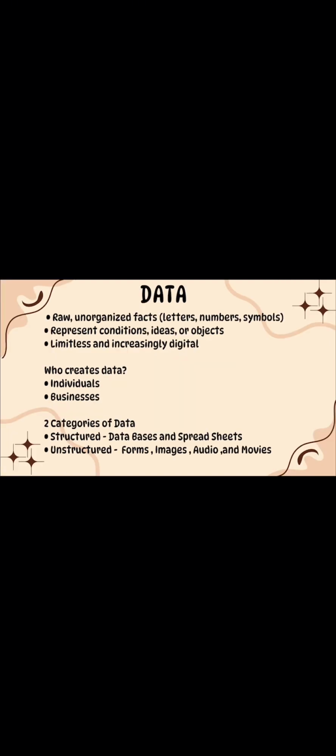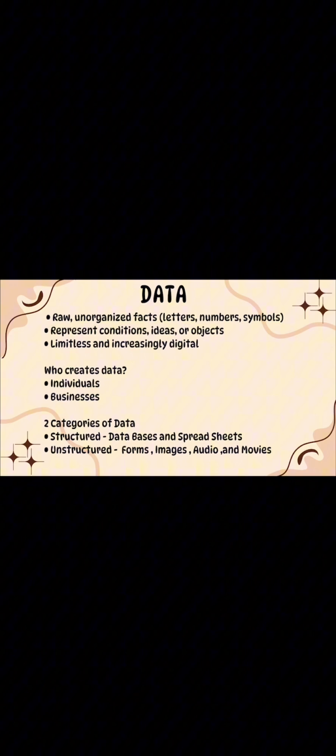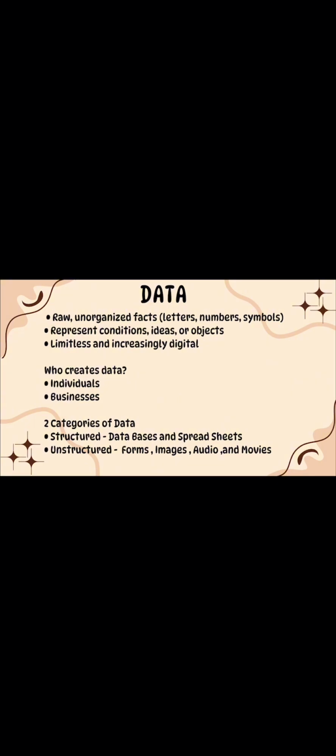Data are raw, unorganized facts like letters, numbers, and symbols that represent conditions, ideas, or objects, limitless and increasingly digital. Who creates data? Individuals and businesses. The two categories of data: structured, like databases and spreadsheets; and unstructured, like forms, images, audio, and movies.